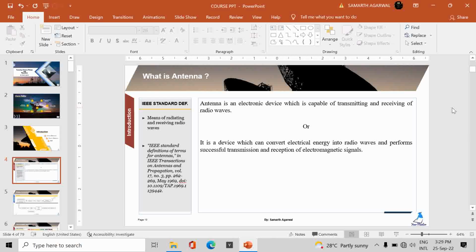And one more standard definition has been given by IEEE, that is the Institute of Electrical and Electronics Engineers, which defines it as a means of radiating and receiving radio waves. Radiating is nothing but transmitting only, because the waves will propagate. So this is also one kind of definition given by the IEEE.